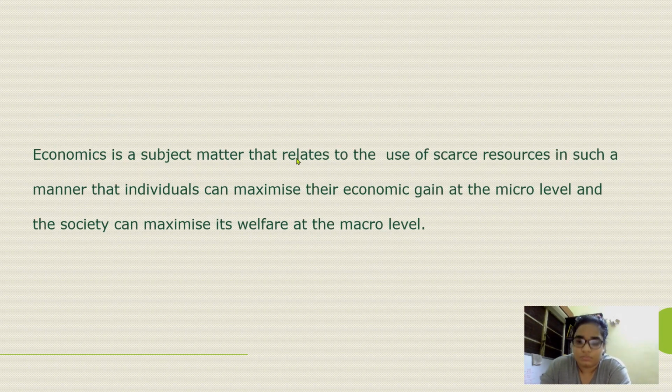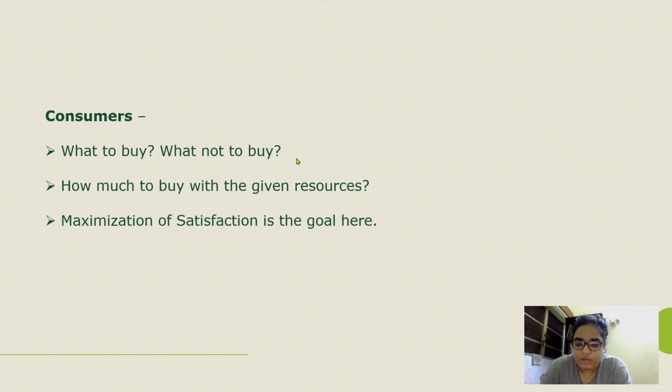Economics, okay, who all can use economics, do you think? There's three kinds of users for economics, right? Consumers, and they face the problems of what to buy, what not to buy, and how much can they buy with the given resources. You all know this, you all are familiar with these problems, right?